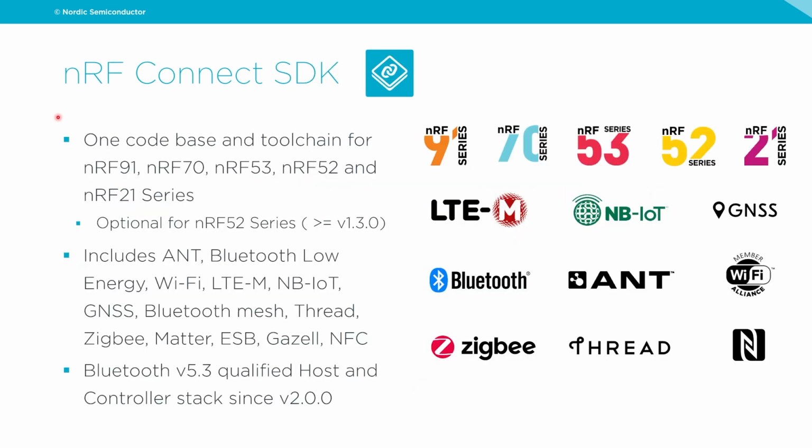So the nRF Connect SDK, in a nutshell, is a unified code base and toolchain for all of our devices: the nRF91, the nRF70, the nRF53, 52, and the nRF21. For the nRF52 series, it's an optional SDK starting from version 1.3.0. You can still use the nRF5 SDK, but we highly recommend that you go with the nRF Connect SDK, especially if you're starting a new project. It's a much more future-proof solution, so that is our recommendation.